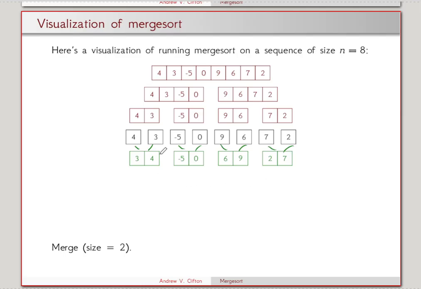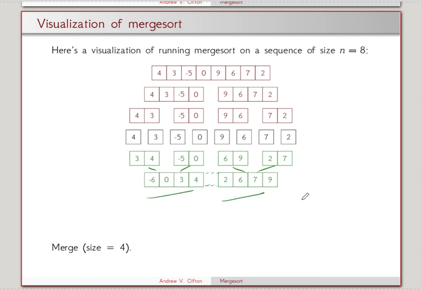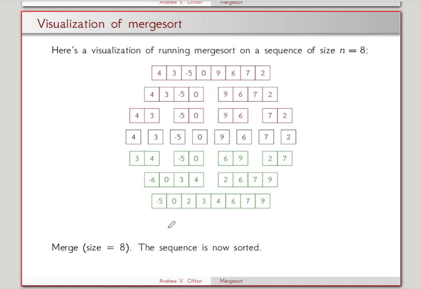Now notice what I have, right? These are 2 halves of a sequence, these are 2 halves of a sequence. I have ascending, ascending, ascending, ascending. So I can merge these. That merges 3, 4, and -5, 0, and 6, 9, and 2, 7. And now again, these are still part of the same array, so I have ascending and ascending. I can merge those, and I get the final array like this. So now my entire array is sorted in ascending order.